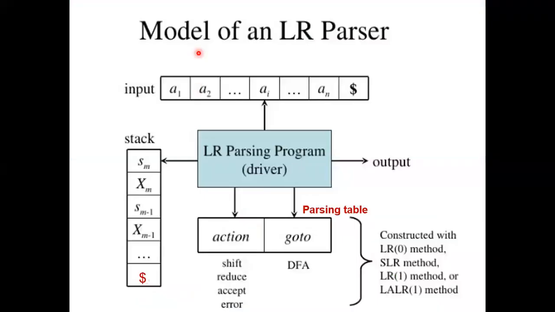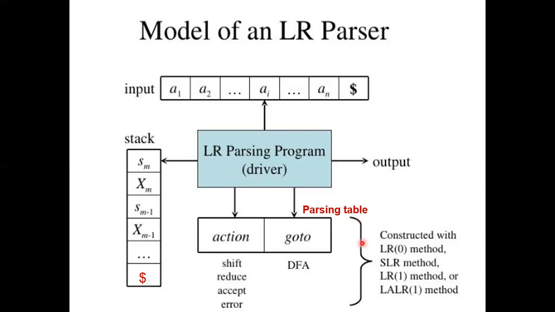So this is a model of an LR parser. We have discussed it in the shift reduce parser, and the same model is given here. The working is the same as the shift reduce parser, and the operations are the same. There is an LR driver program or algorithm, an input buffer, and a stack. The difference is that there is a parsing table.